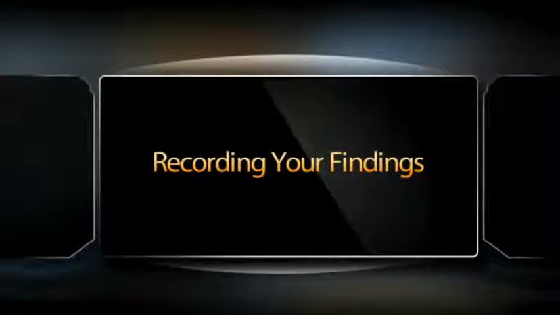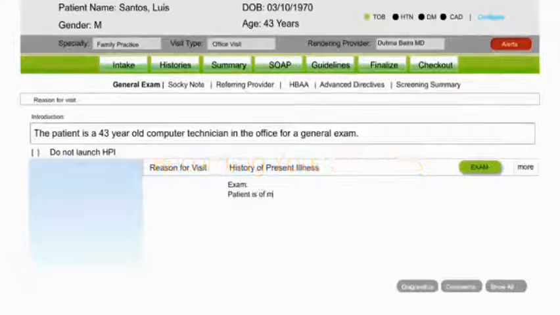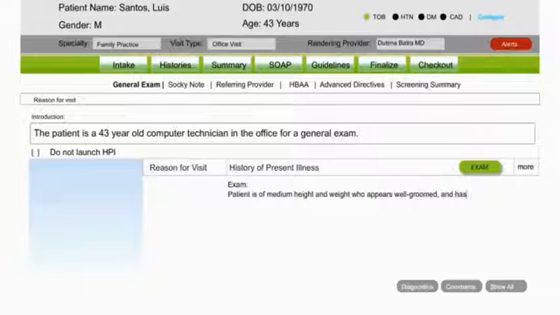Remember that a clear, well-organized clinical record employing language that is neutral, professional, and succinct is one of the most important adjuncts to patient care. Patient is of medium height and weight, appears well-groomed, and has mobility issues. He is pleasant and cooperative during the examination.